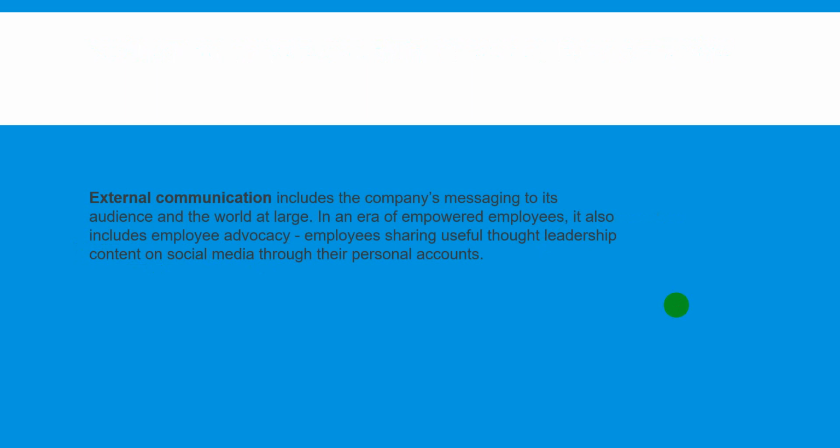So, let's go with the external communication. External communication includes the company's messaging to its audience and the world at large. So in the era of empowered employees, it also includes employee advocacy, employees sharing thoughts, leadership, content on social media through their personal accounts. I think you will observe some of these persons working in a company or in a government agency who always use their social media to update on their company outreach program or what they're doing with the company, like leadership training or employee skills training. So usually we observe some of those employees using that.